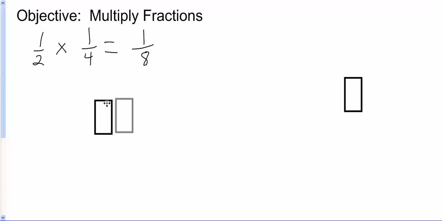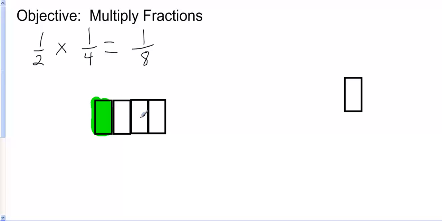So the word multiply actually means of, if we can think of it that way. And I'm making my model right over here for 1/4. Now we need to shade one in. Shade in this guy. Sweet. Back to my pen. Okay, so our problem says, what is 1/2 of 1/4?